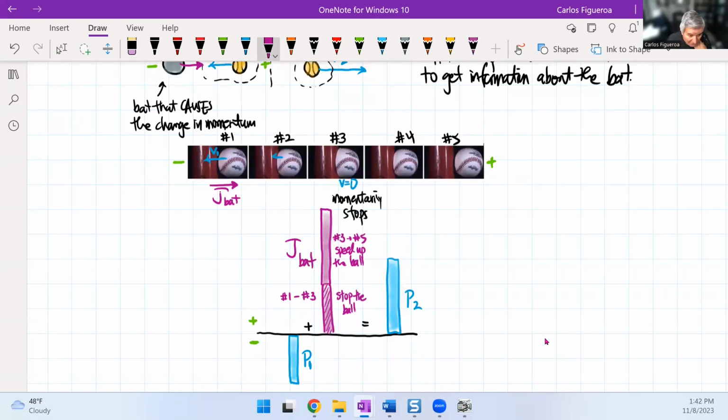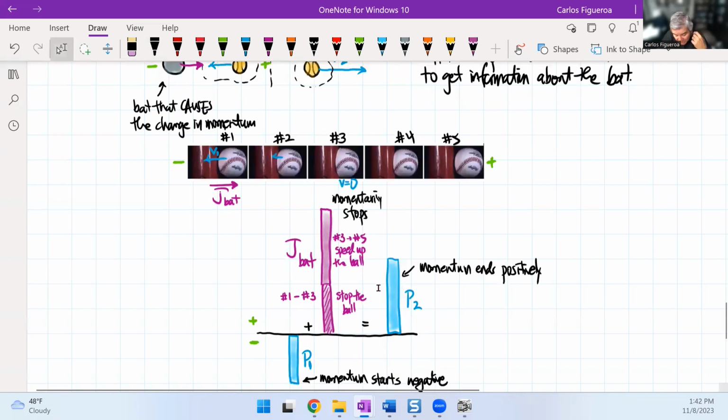So this is our mathematical equation, right? So what you're seeing here is that the momentum starts negative, and then the momentum ends positively.